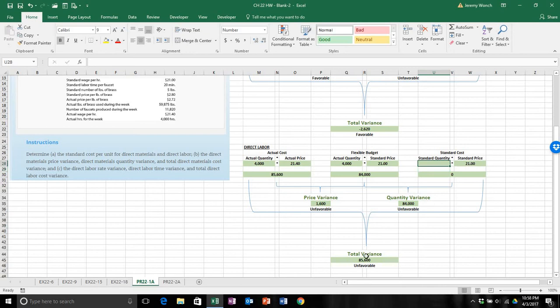And so for the hours used, it tells us that it takes 20 minutes to make one faucet. And so we're down here, the actual gave it to us in hours, so we need to turn that 20 minutes into hours. And so we can just take our 20 minutes and divide that by 60. That gives us the number of hours used, and then we just multiply that times the total number of faucets, which was 11,820.